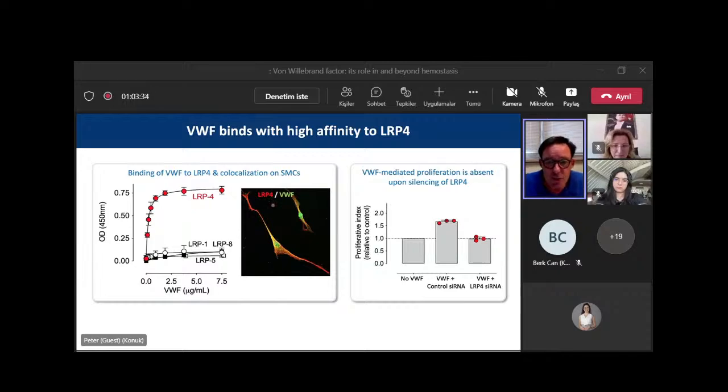And indeed, when you look at these smooth muscle cells and co-stain for LRP4 and VWF, you can see that there is a lot of yellow here, meaning that VWF and LRP4 indeed interact at the surface of smooth muscle cells. We then looked at whether LRP4 is involved in proliferation of smooth muscle cells by VWF. We used again an LRP4 siRNA, and again we could block this proliferation induced by VWF.